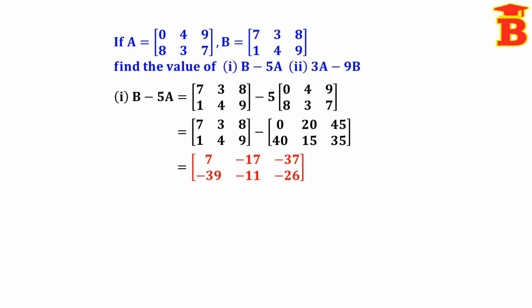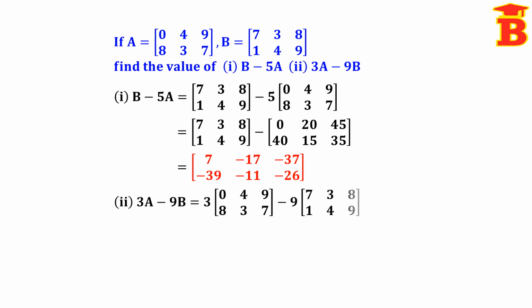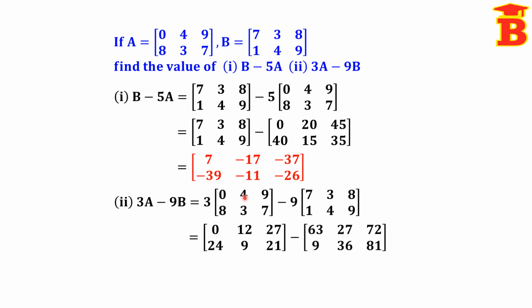Next, second question: 3A minus 9B. 3 into A matrix 0, 4, 9, 8, 3, 7, minus 9 into B matrix 7, 3, 8, 1, 4, 9. Next step, multiply the 3 inside. 3 into 0, 0. 3 into 4, 12. 3 into 9, 27. 3 into 8, 24. 3 3s are 9. 3 7s are 21.